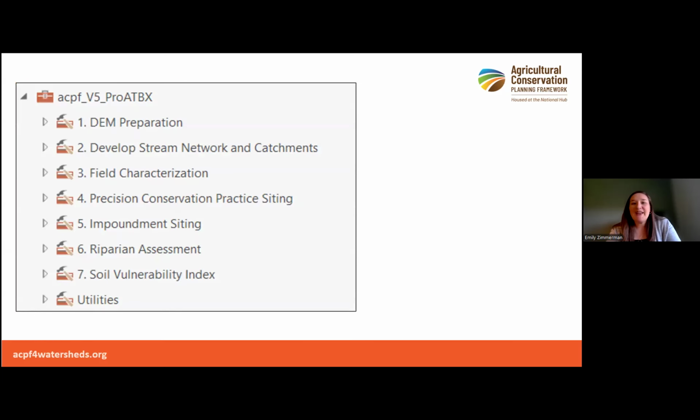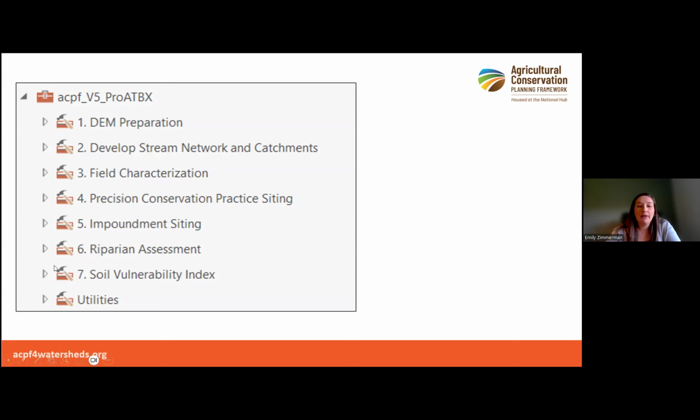All right, so now we're going to get sort of into the technical details. So for those of you who are familiar with ArcGIS Pro, this screenshot that I have probably looks familiar. For those of you who aren't, I'm going to sort of step through what you're looking at. So at the top of the screenshot, you can see the ACPF toolbox. So this is what it's going to look like in a GIS frame. And then you can see the 7 different tools that are present in the toolbox.